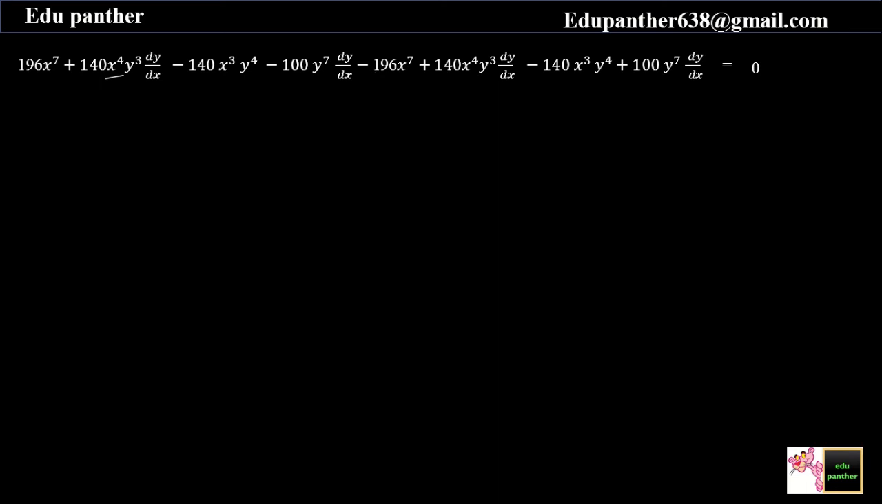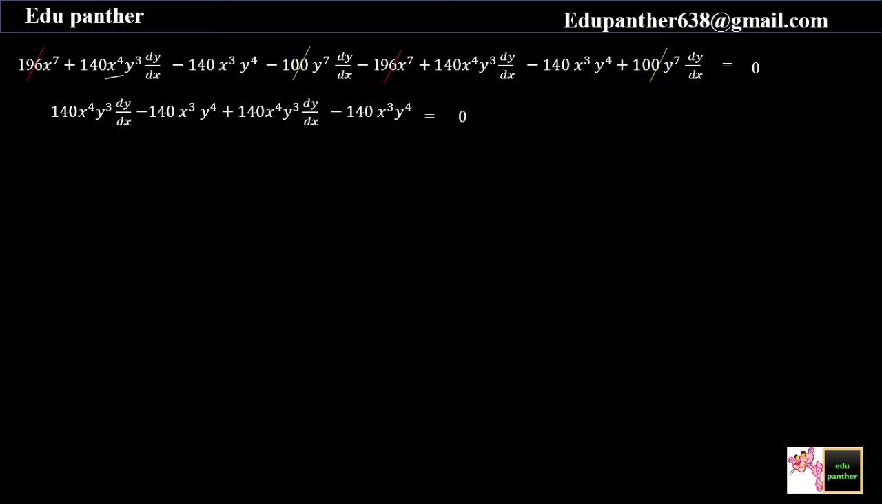After multiplying, we have got this whole expression. Now we have to simplify. We'll see if we can cancel out anything or not. So we can cancel this 196 x raised to 7 with this 196 x raised to 7. Similarly, one more term, this 100 times y raised to 7 with this 100 times y raised to 7. So what we are left with is 140 times x raised to 4 y cube into dy by dx minus 140 x cube y cube, and this whole expression is equal to 0.